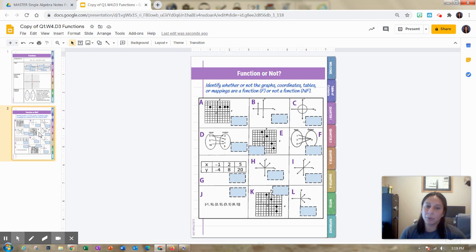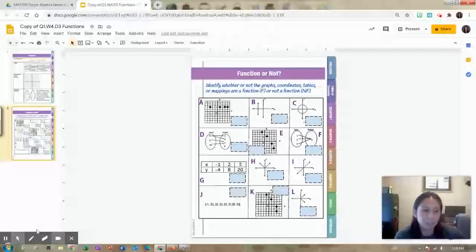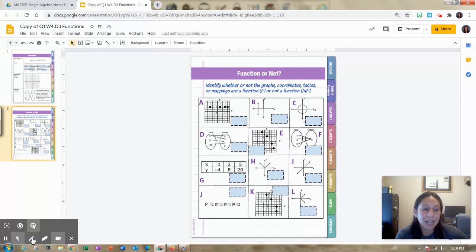So page 2, function or not. Identify whether the graphs, coordinates, and tables or maps are functions or not a function. When we have a graph, in order to tell if it's a function or not a function, it has to pass what we call a vertical line test. What that means is if I were to draw a line vertically, so up and down through my problem, it should only hit one point at a time.